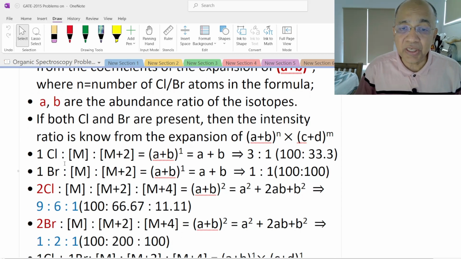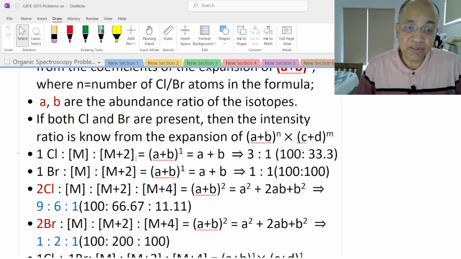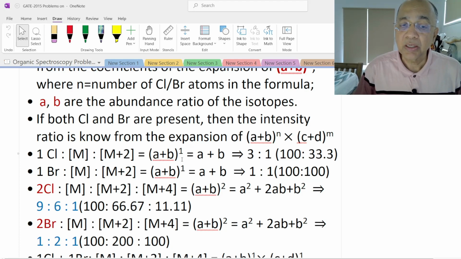And if there is one chlorine, there will be only one M plus 2 peak, one isotope peak. I'm not discussing the M plus 1 peak. I'm discussing M plus 2 and M plus 4. So M plus 2 and M are in the ratio 3 is to 1, because the power is 1, so (A plus B), A is 3, B is 1, or 100 is to 33.33. And if there is one bromine, then the same (A plus B) to the power 1, and it is 1 is to 1, 100 is to 100. They are of the same height.